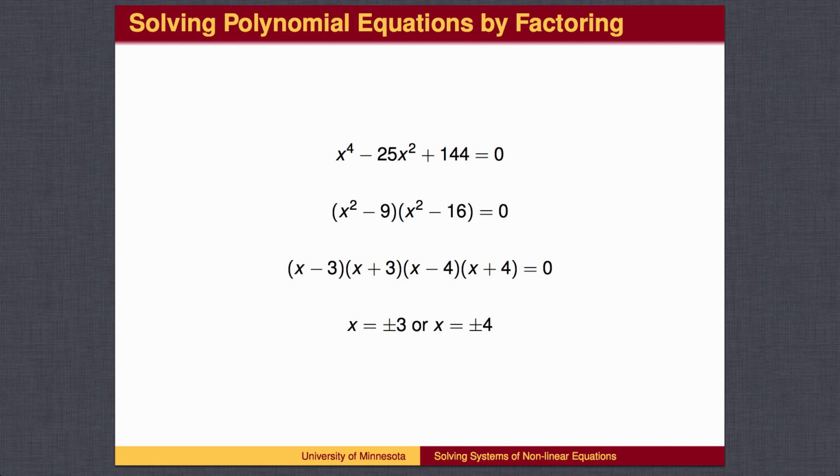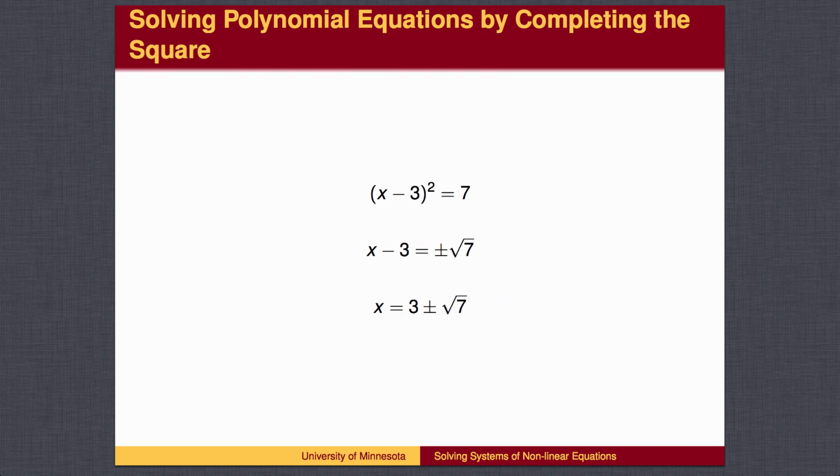Sometimes factoring may take more than one step. Here we first factor the 4th degree polynomial, then use the difference of squares to complete the factoring. A second method makes use of completing the square. When one side is a perfect square, we can take the square root of both sides. Recall that we will get two answers, plus and minus.